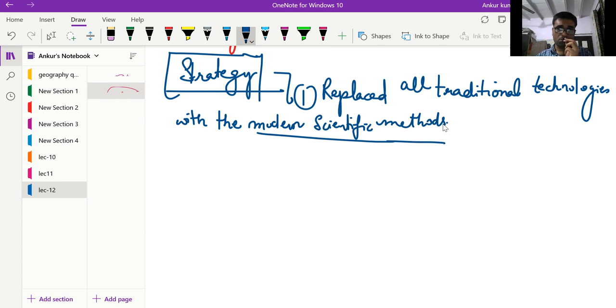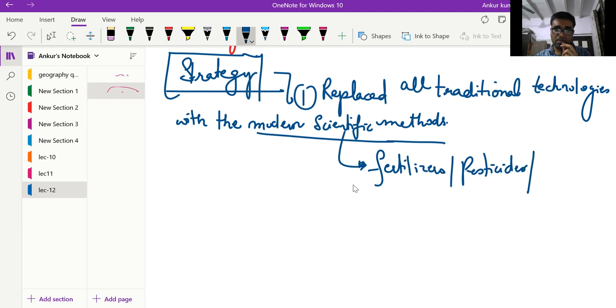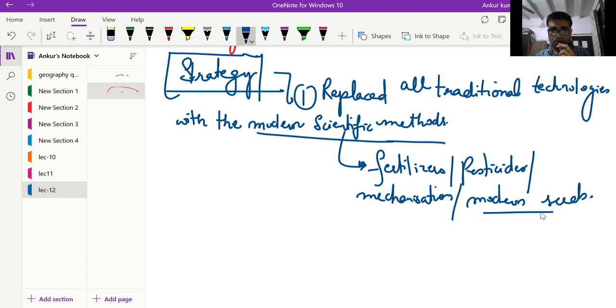In this we adopted modern quality seeds, fertilizers, farm mechanization, whether it is the fertilizers, pesticides, mechanization, or the modern seeds. So all the new farm technologies were adopted, and the traditional technologies were to be replaced. This was the first part. This had a negative impact that we will discuss in a minute, but this was the first strategy.